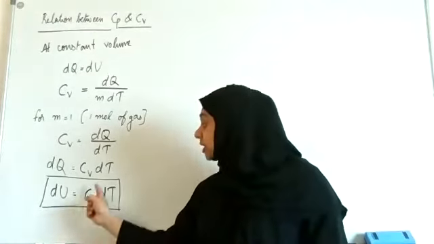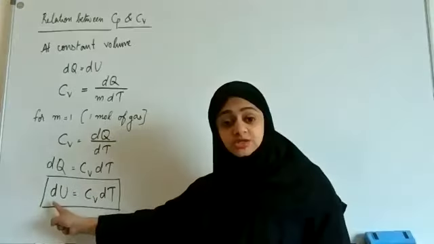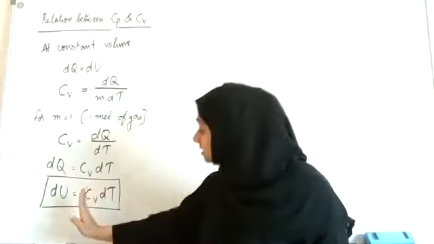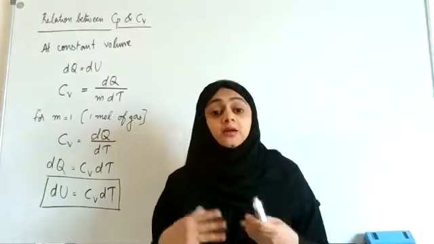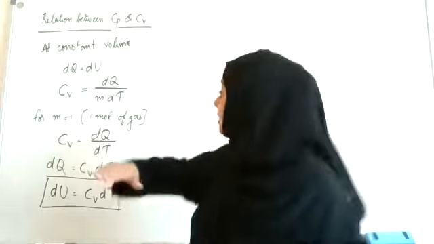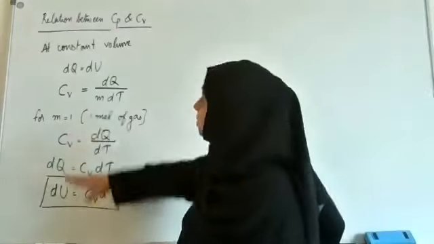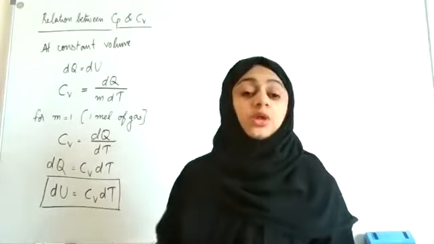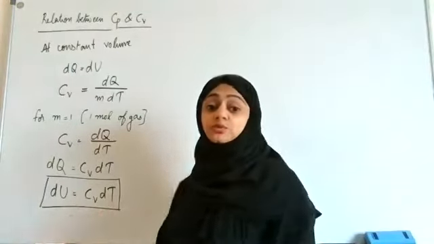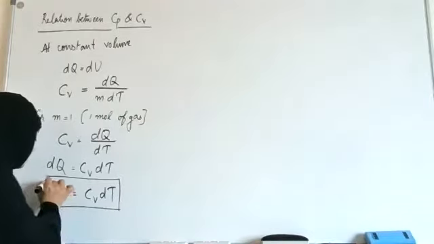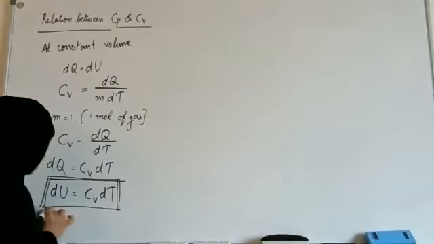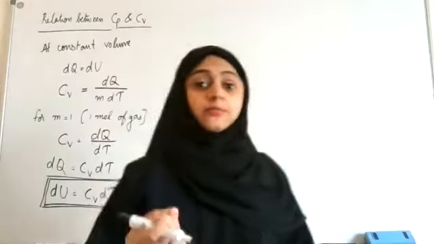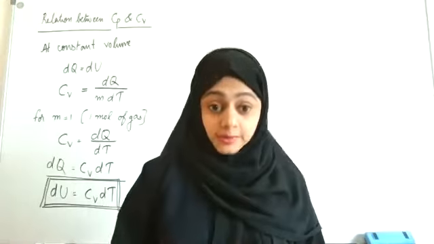So that shows how the internal energy change is directly related to the temperature change, and this equation is valid irrespective of the situation. This equation is valid not only at constant volume, but for any process. So you have to remember this equation. So what is dU? dU is the change in internal energy. dT is the change in temperature.